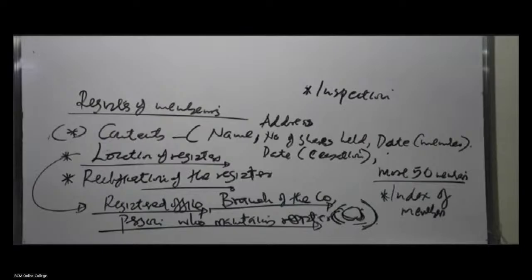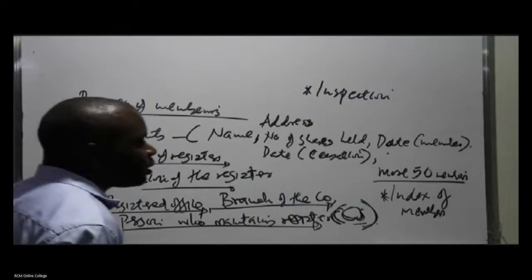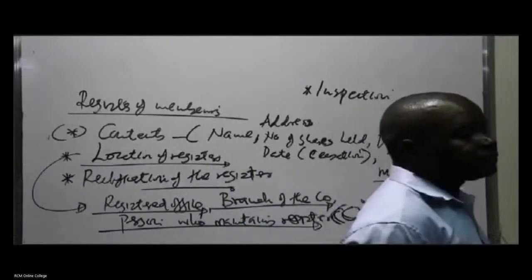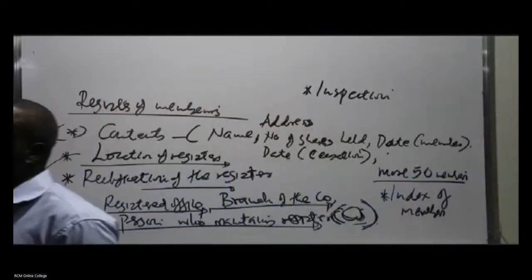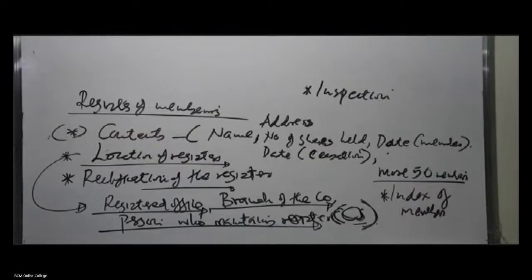So you can actually, in this case, go to the company and call upon them to give you the register of members, because you want to do what? Inspect. So it can be open for free to the members of the company for inspection. But if you're not a member of the company, then you'll be called upon to pay a fee before you can inspect or have a look at the register of members.